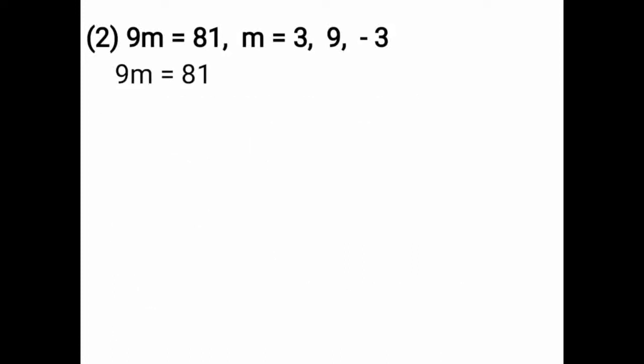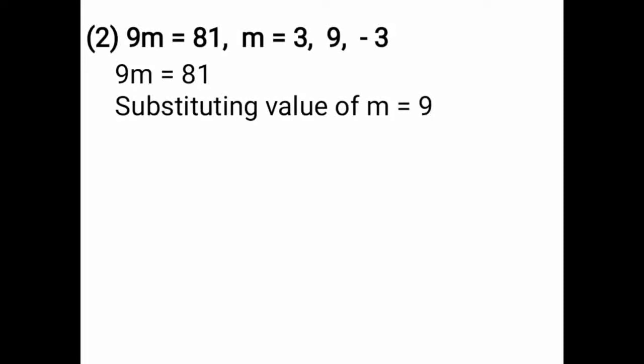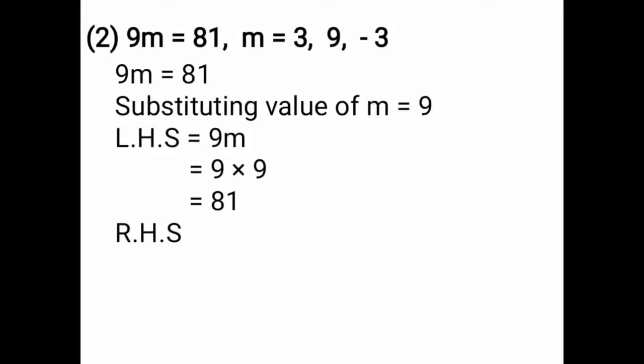9m is equal to 81. Substituting value of m is equal to 9. Left side is equal to 9m. That is equal to 9 into 9. 9 9s are 81. That is equal to 81. Right side number is given 81. You have to compare both the left side and right side whether they are equal or not.